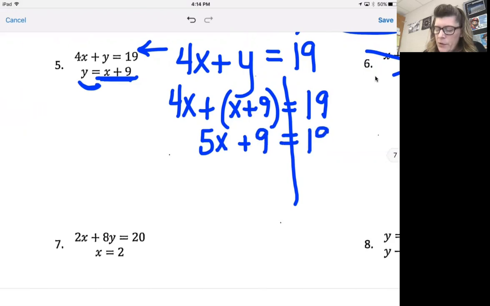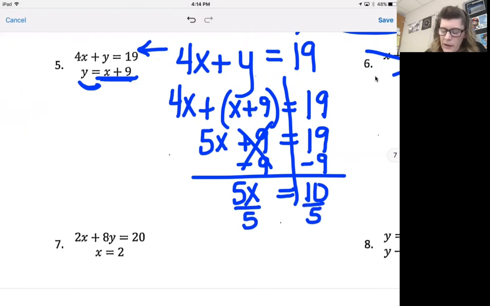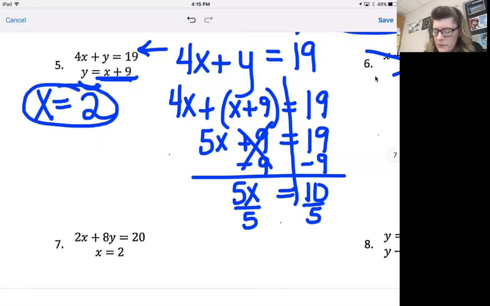So this side simplifies to 5x plus 9 equals 19. So now we're going to subtract 9 from both sides. We bring the 5x down, and that equals 10. So now we're going to divide by 5. So x equals 2. So I've got half of my answer.